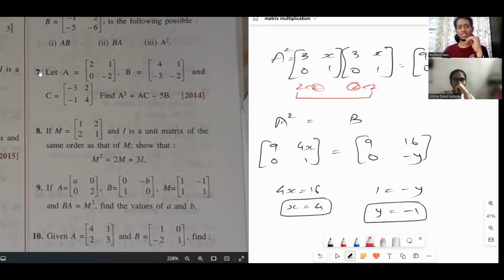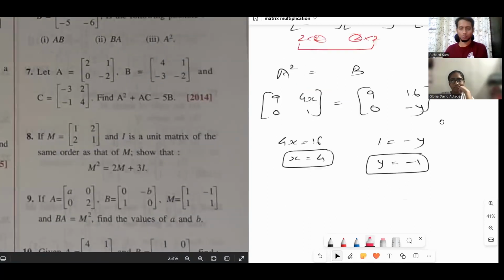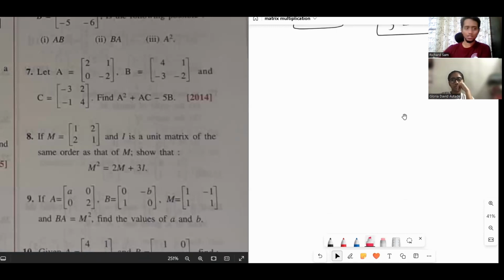The next we'll do question 7 from my book. Let me just explain the 7th one for those of you who don't understand. We need to find A square separately. Then we need to find the AC separately and the 5B separately. Do each one separately and then put them all together in that expression. Otherwise it becomes too big if you try everything together.